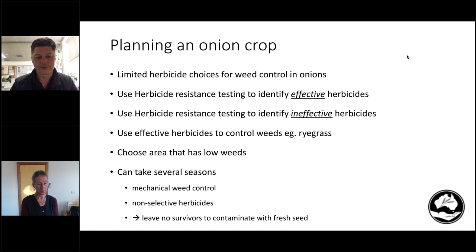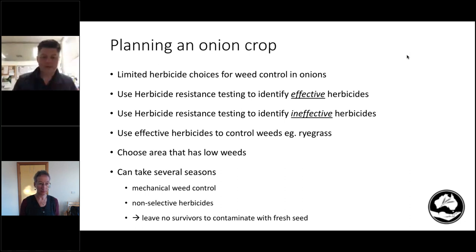Mechanical control kills any weeds, it doesn't matter if they're resistant or not. Or use non-selective herbicides beforehand, using things like glyphosate, if you know it works on your weeds, or paraquat, to try and kill as many flushes of weeds as possible. If you're in an irrigated situation, you can water up, get the weeds up, spray them with a non-selective herbicide that you know works, and then maybe do this a couple of times to reduce the amount of weeds that are going to potentially grow in your onion crop.